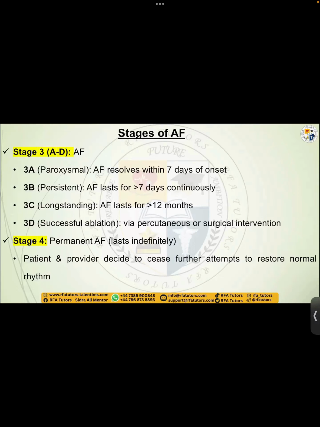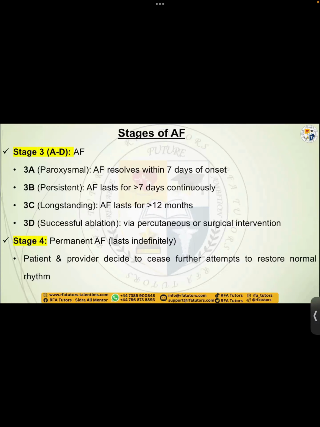So in the past, we used to say paroxysmal AF, persistent AF, long-standing AF. We were not having those stages which I did, stage 1 and 2. We are having this paroxysmal AF according to the duration. So this is an atrial fibrillation which resolves itself within 7 days of duration. And if it is more than 7 days, we have the episodes of atrial fibrillation, then we call them persistent atrial fibrillation.